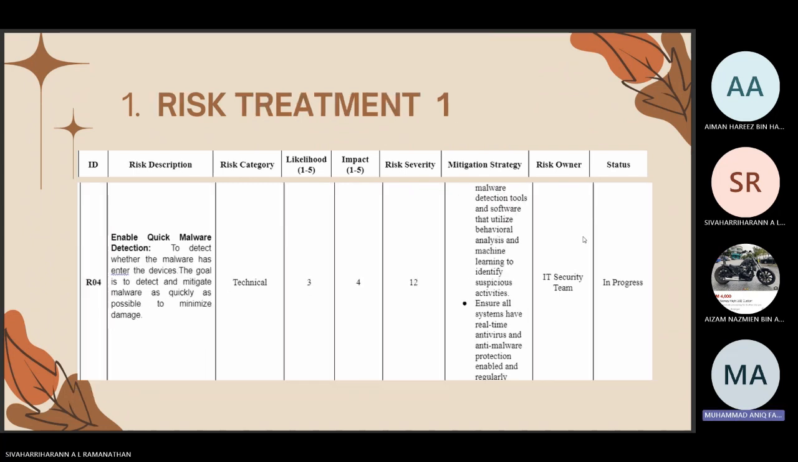For the risk treatment, there is quick malware detection, which is the ability to quickly detect and mitigate malware. It is a technical risk with a likelihood of 3 and an impact of 4, resulting in a severity of 12. Effective mitigation strategies include deploying advanced malware detection tools that utilize behavioral analysis and machine learning, ensuring all systems have real-time antivirus and anti-malware protection enabled and regularly updated. The IT security team is working on this risk, which is in progress.